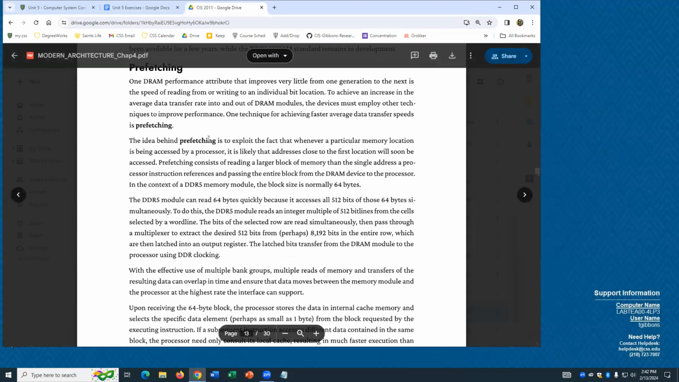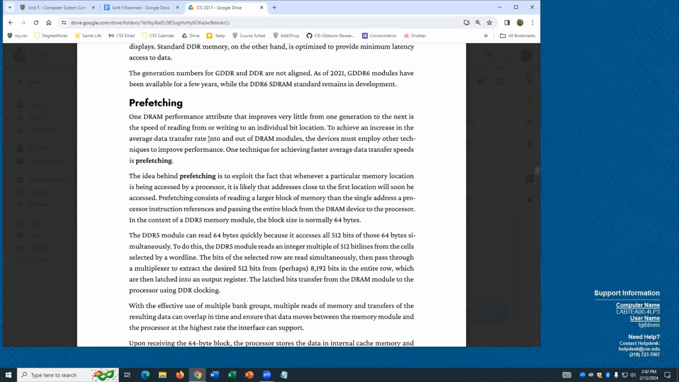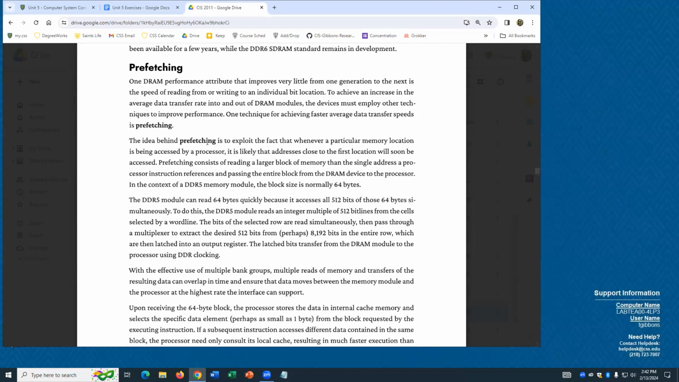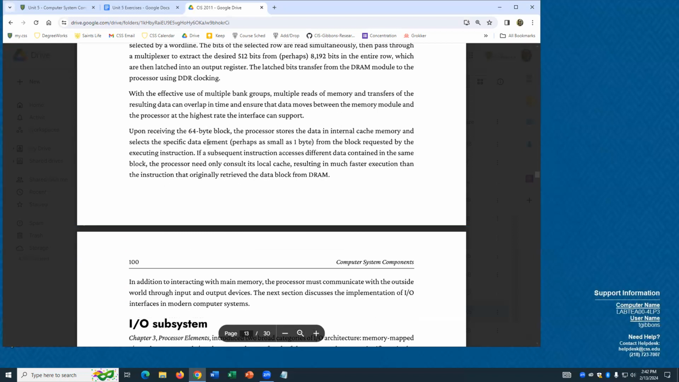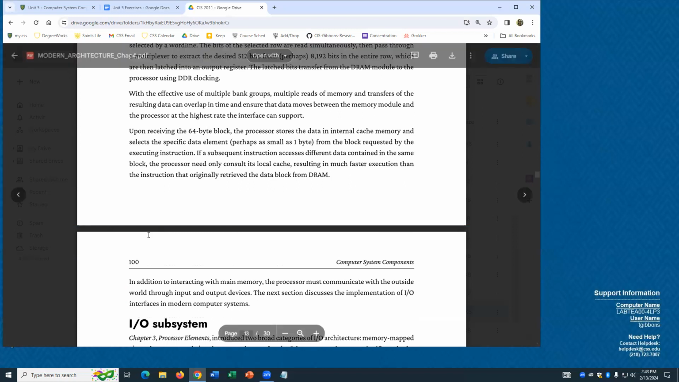This talks a little bit about prefetching data and caching data, trying to predict what you're working with. We used to talk a lot about virtual memory too, and your computer system still has some virtual memory in it.